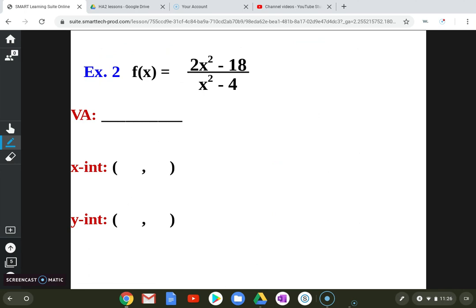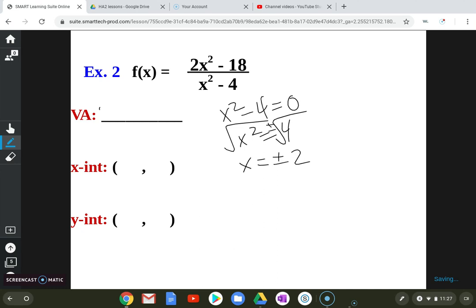All right, so for this one, for our vertical asymptotes, set the denominator equal to 0, x squared equals 4. If we square root both sides, we get x equals plus or minus root 4, which is 2. So you have a vertical asymptote at negative 2 and a vertical asymptote at 2.